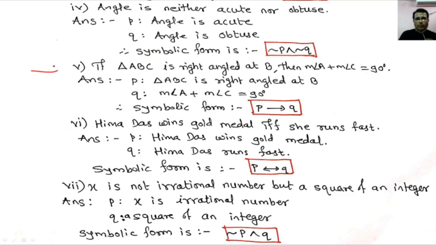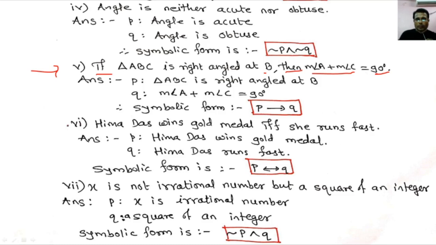Next question, that is fifth question: if triangle ABC is right angled at B, then the measure of the remaining two angles A and C is equal to 90. So if then is used, and therefore you have to consider implication. P is triangle is right angled at B, Q is the measure of the other two angles' summation is 90 degrees. So its symbolic form is P implies Q.